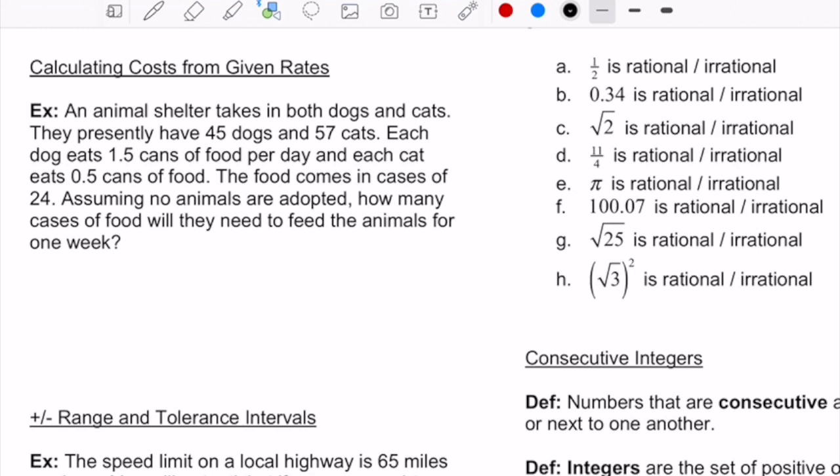They presently have 45 dogs and 57 cats. Each dog eats 1.5 cans of food per day. Each cat eats 0.5 cans of food. We're assuming they eat the same kind of food. The food comes in cases of 24. Assuming no animals are adopted, how many cases of food would they need to feed the animals for 1 week?